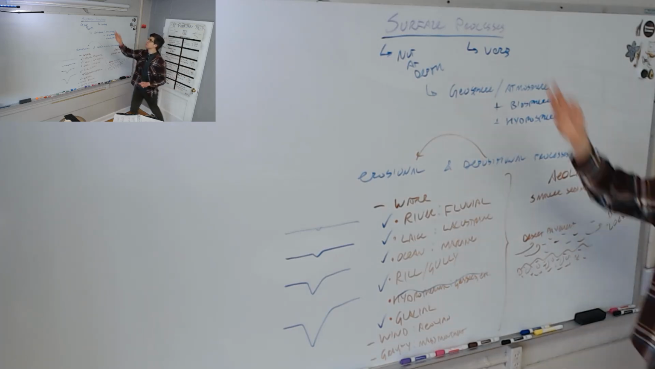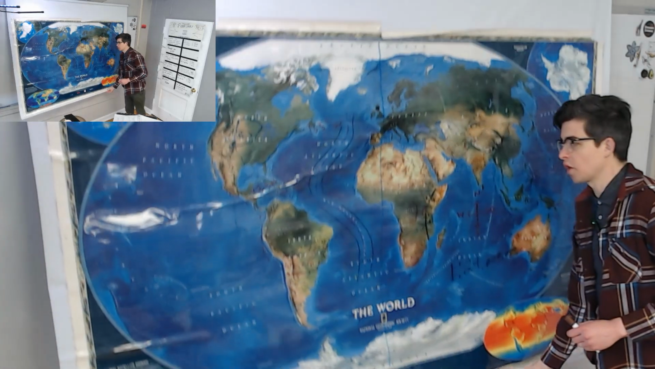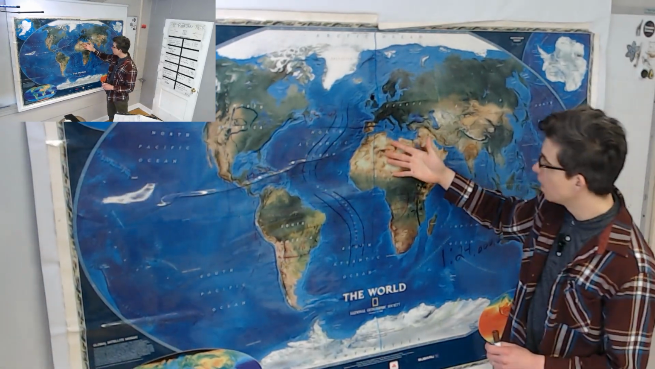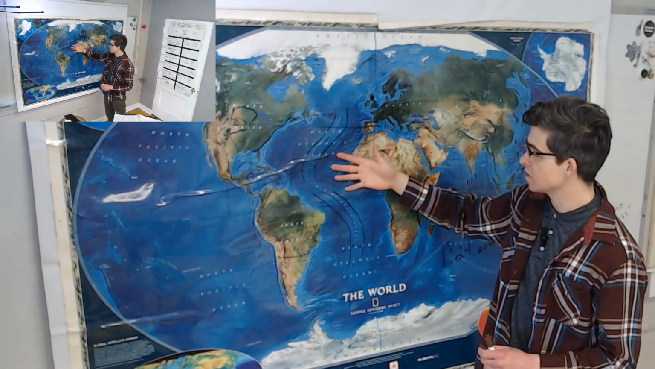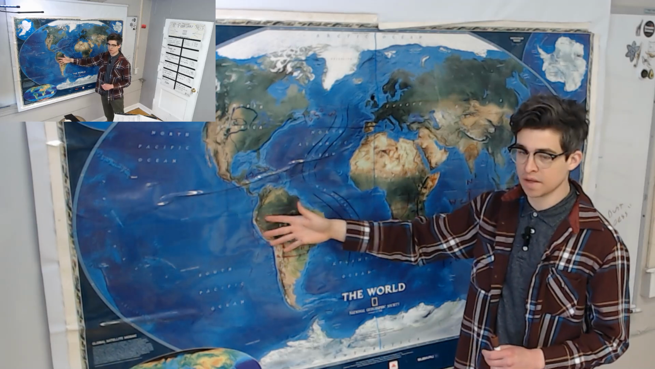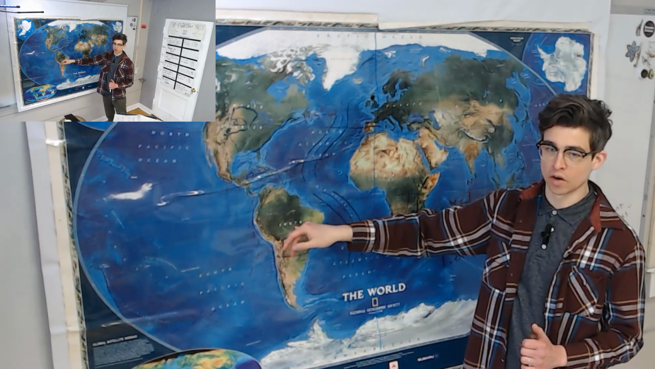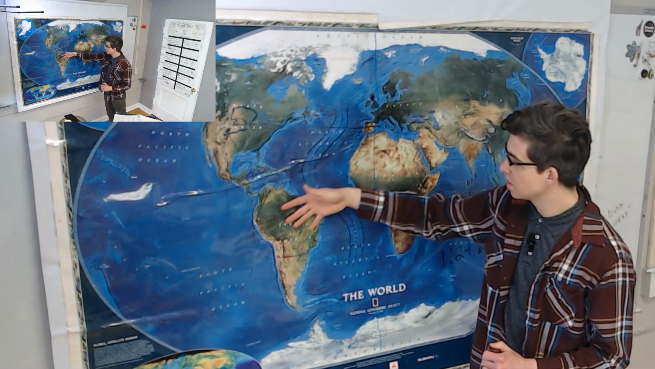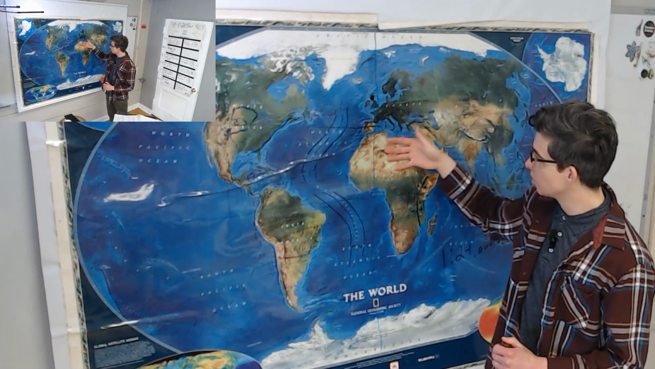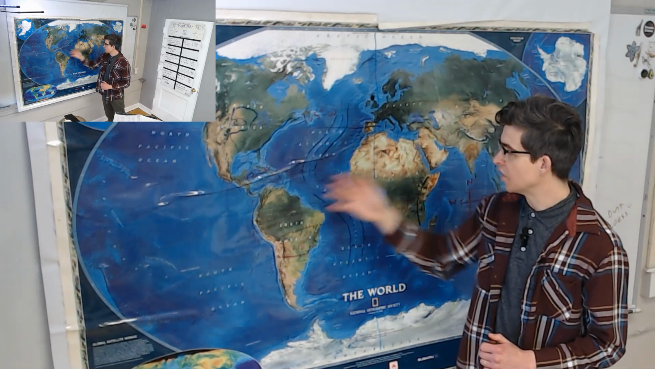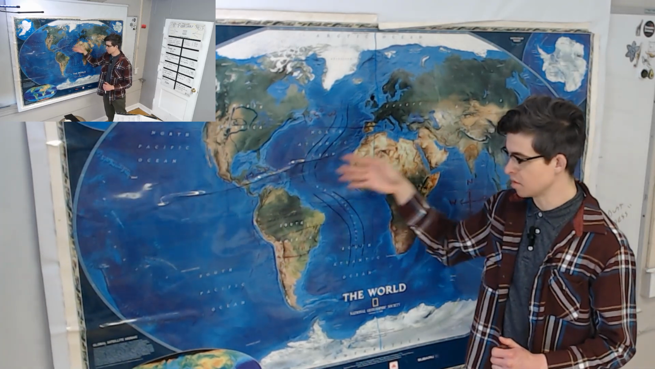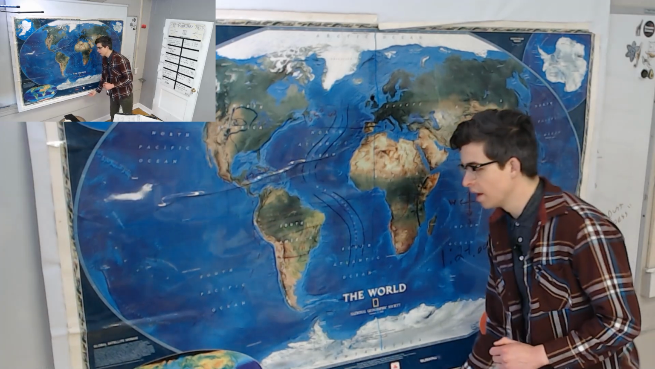There's a great example of loess. The trade winds blow dust off of the Sahara Desert down into the Amazon basin. That's one of the reasons the Amazon basin is so fertile, because this wind picks up loess from all over the Sahara Desert, and the trade winds go like this and just deposit it straight onto South America.